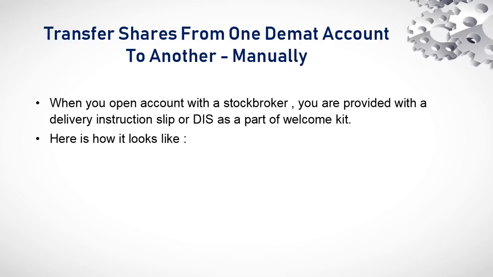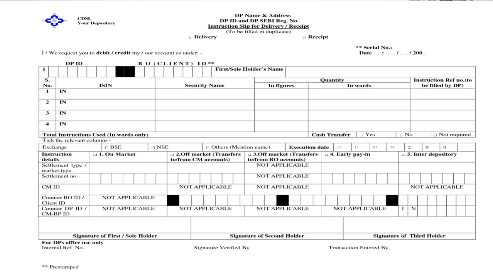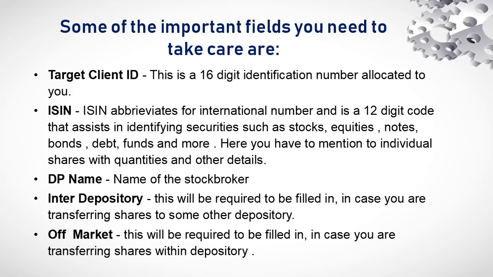Now, when it comes to transferring shares manually, you'll have to fill in a DIS slip, and let's see how that happens. When you open an account with the stockbroker, you will be provided with the delivery instruction slip or the DIS as a part of a welcome kit. This is what the DIS slip looks like. So you can have an idea of all the details that will be required to be filled in.